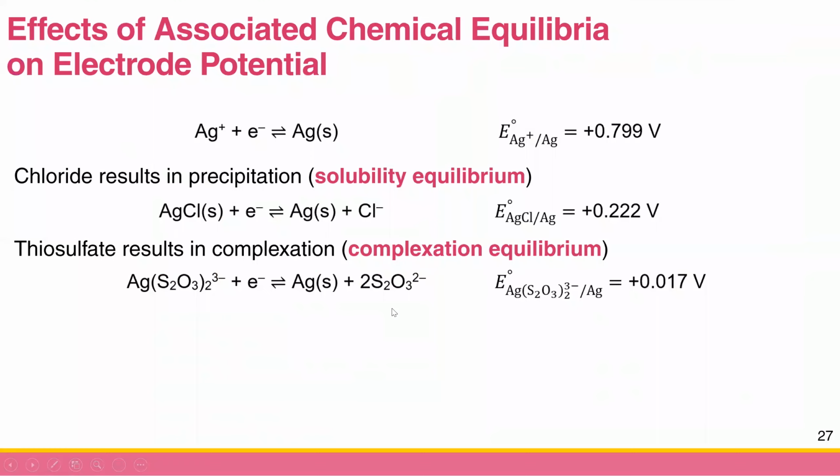So last time we talked about the Nernst equation of the general reaction, but today we're going to focus on the effects of the associated chemical equilibrium on the electrode potential. So what does it mean? Let's consider this one.